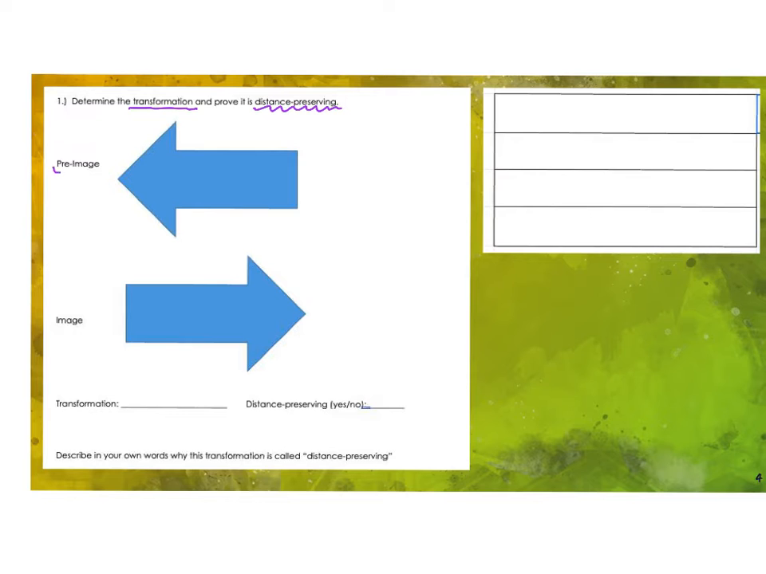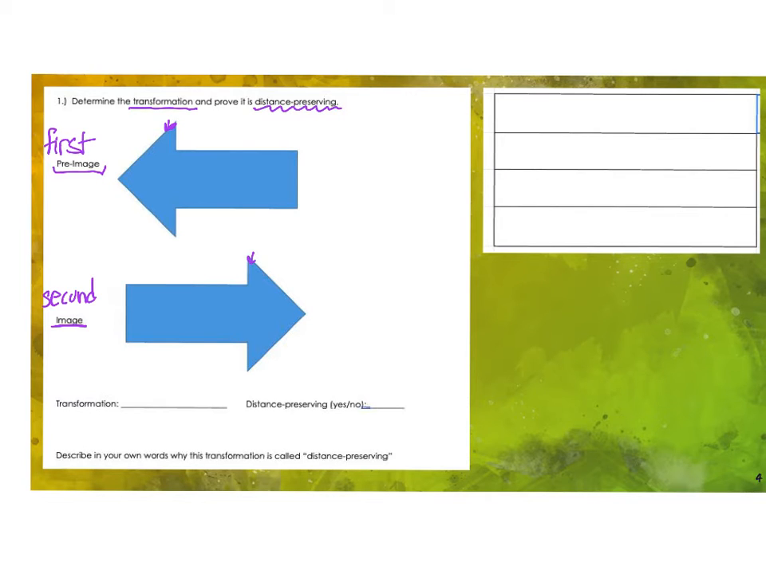The pre-image is the first image that you start with. The image is the second one. So this is what happens to the pre-image after you do something to it. So we're going to transform this first shape up here, and then we're going to end up with the second shape. The second shape will be called the image, okay?